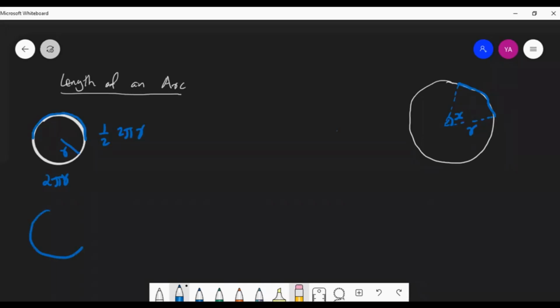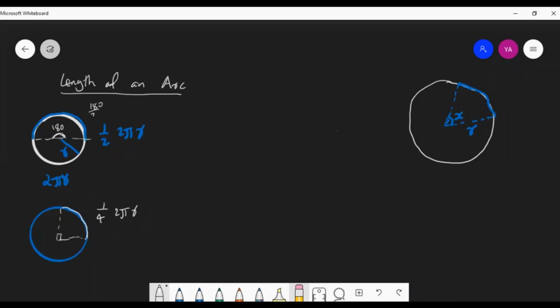And I take next one, only this much, such that the angle made at the center is 90 degrees. So what will be the length of this arc? 1 by 4 of 2 pi r will come. So here also it depends on the angle at the center. If you join the endpoints of the arc with the center of the circle, you will get some angle. Look here, in the first picture, the angle is 180.